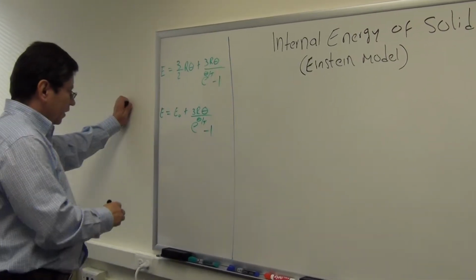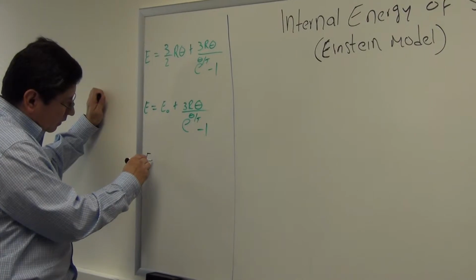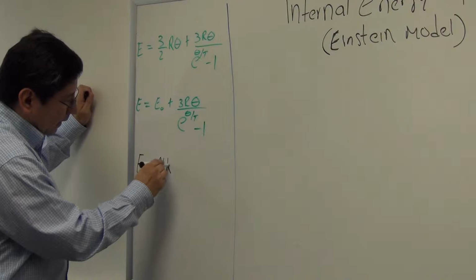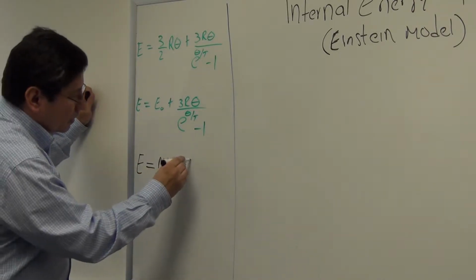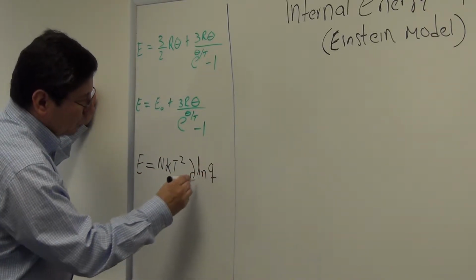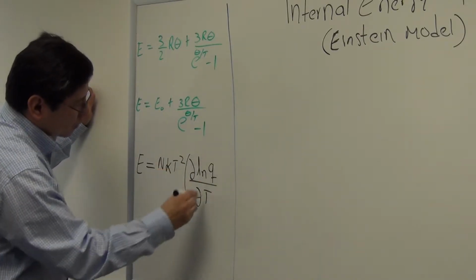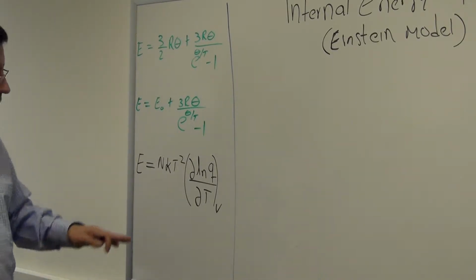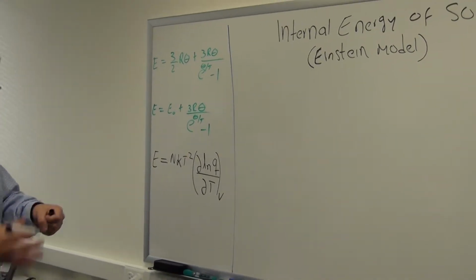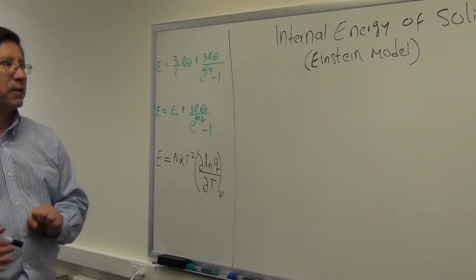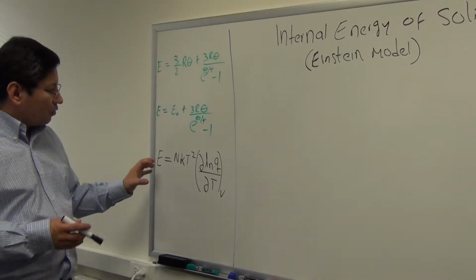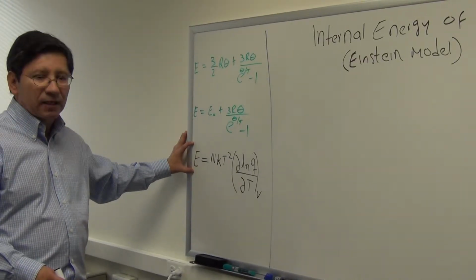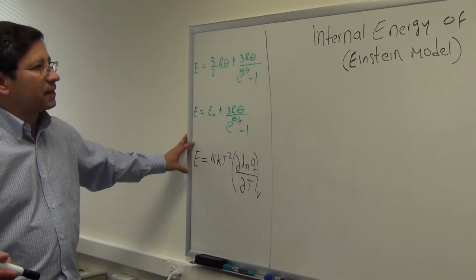So let me actually put it here. If you recall, it was given as NkT squared d ln Q dT at constant V. That's one of the things that we learned in class, and in a different video we actually derived this expression already for a system of distinguishable particles, right? So the goal in this video is to illustrate the use of this particular expression in a particular real system.